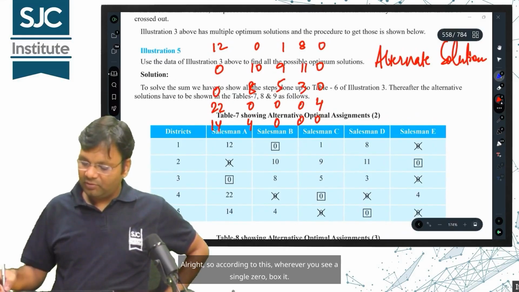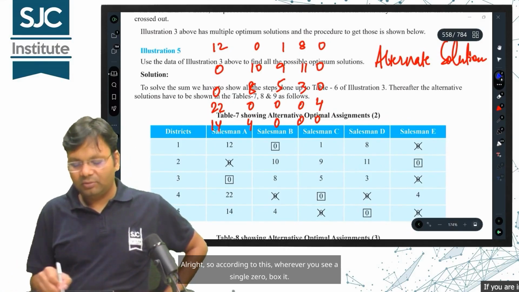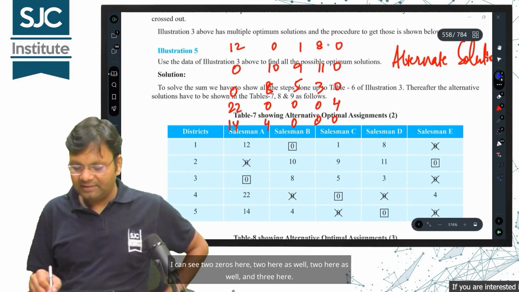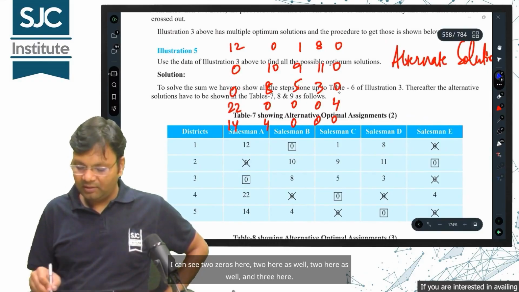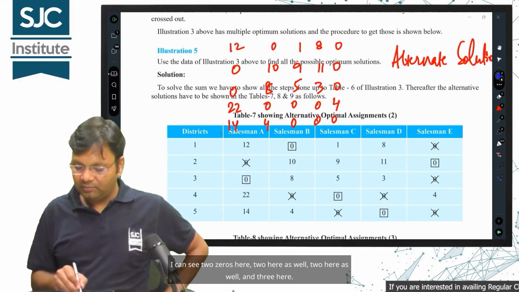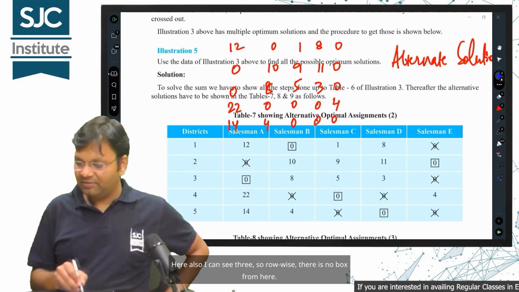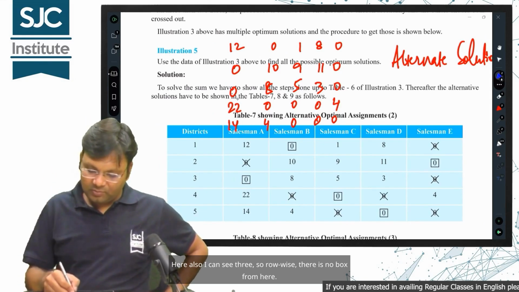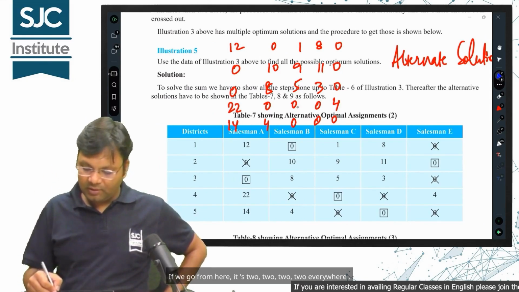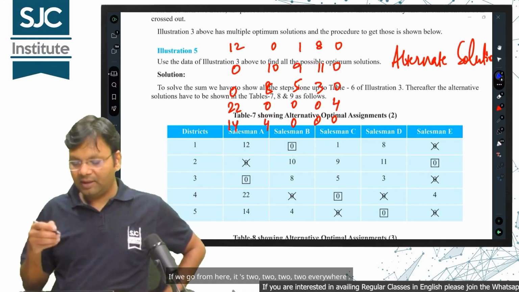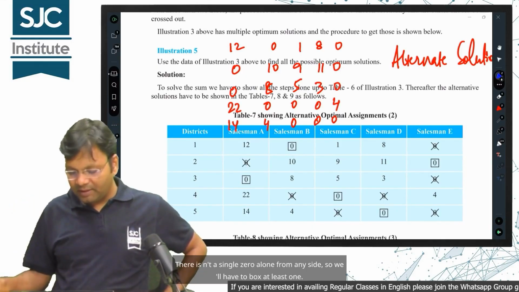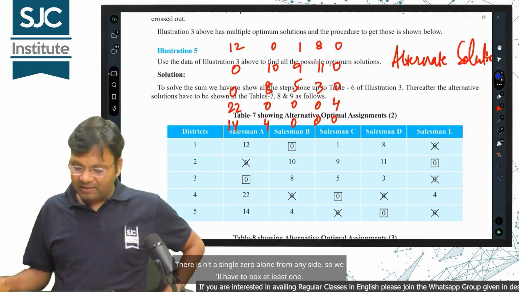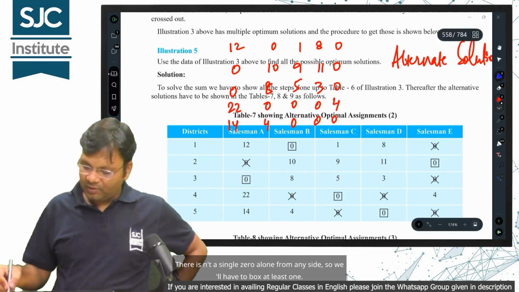Alright, so according to this, wherever you see a single 0, box it. I can see 2 zeros here, to here as well, to here as well, and 3 here. Here also I can see 3, so revise, there is no box from here. If we go from here, it's 2, 2, 2 to everywhere. Oh my god! There isn't a single 0 alone from any side, so we'll have to box at least one.